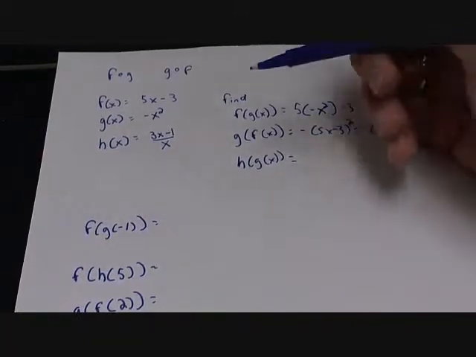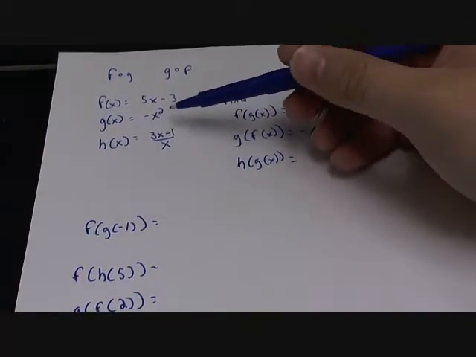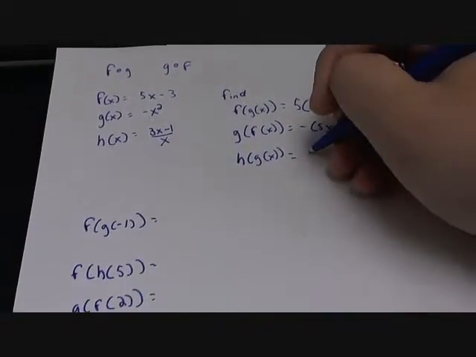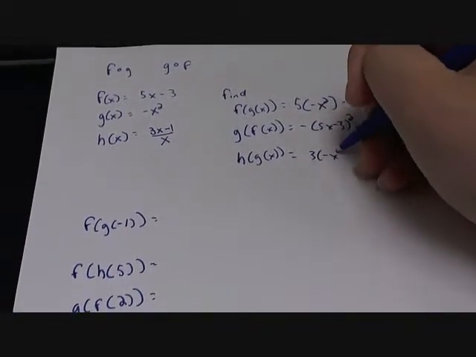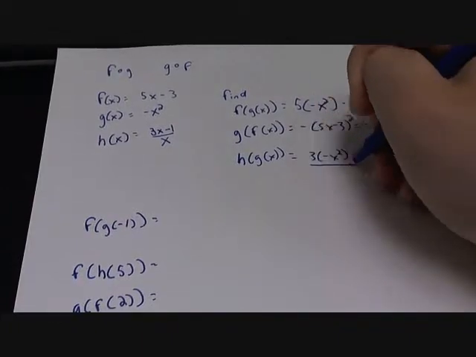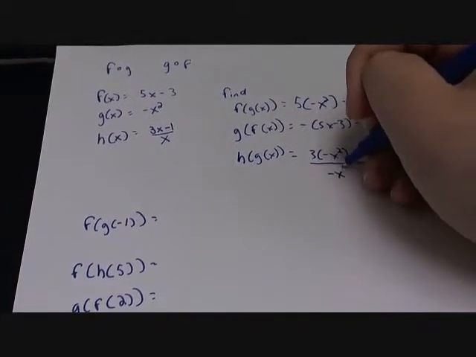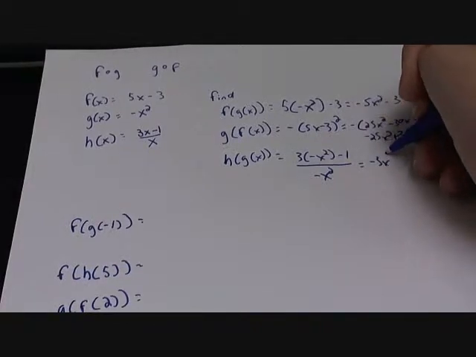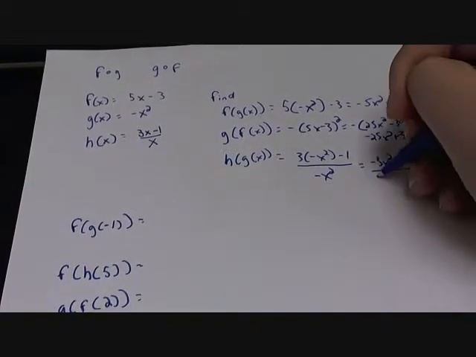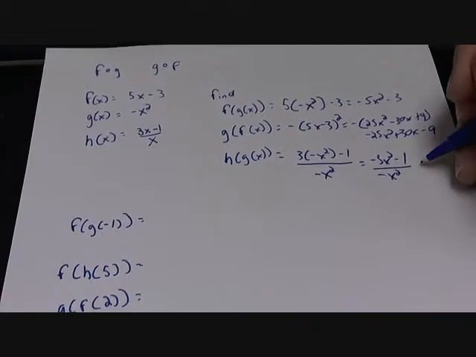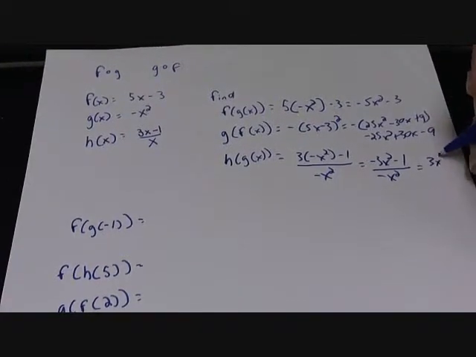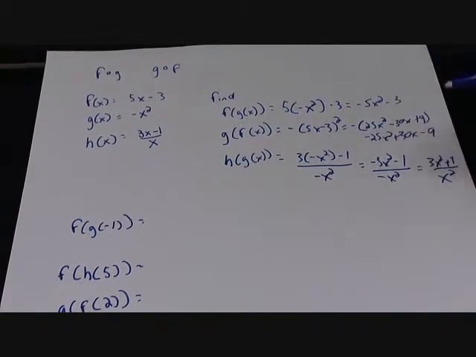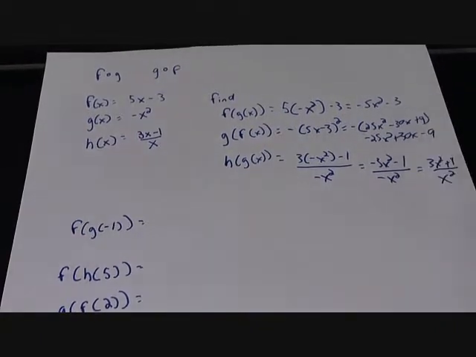is equal to, so for the h, wherever there's an x, you're going to plug in negative x squared. So it's going to be 3 times negative x squared minus 1, divided by negative x squared. So you're left with negative 3x squared minus 1 divided by negative x squared. So this just turns out to be 3x squared plus 1 over x squared. Remember the negatives cancel out. Negative on bottom, negative on top.